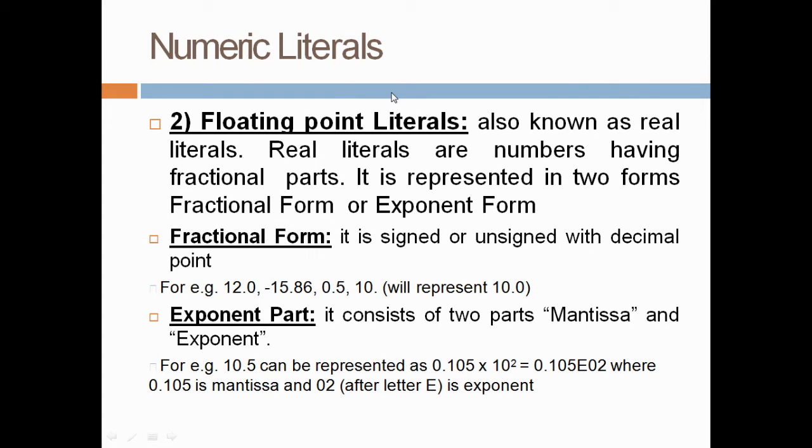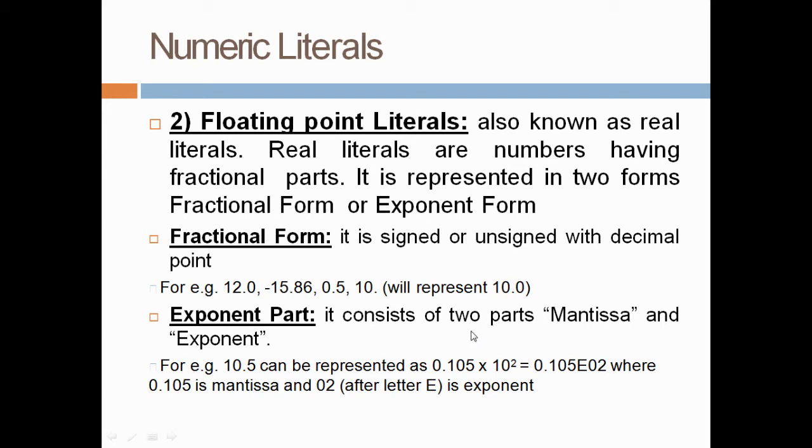Numeric literals also consist of floating point literals, which have a fractional form and an exponential form. They are also known as real literals. Real literals are numbers having fractional parts. They are represented in two forms, that is the fractional form and the exponent form. Fractional form is signed or unsigned with a decimal point. Examples: 12.0, -15.86, 0.5, 10.0.